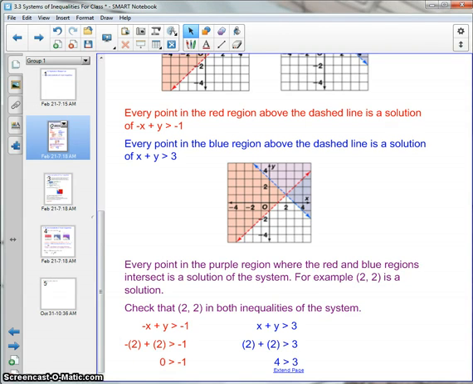So let's look here. I apologize. I was thinking 0 is greater than 1, which isn't true, but 0 is greater than negative 1. So that statement is true. So that solution of 2 comma 2 works in our first inequality.